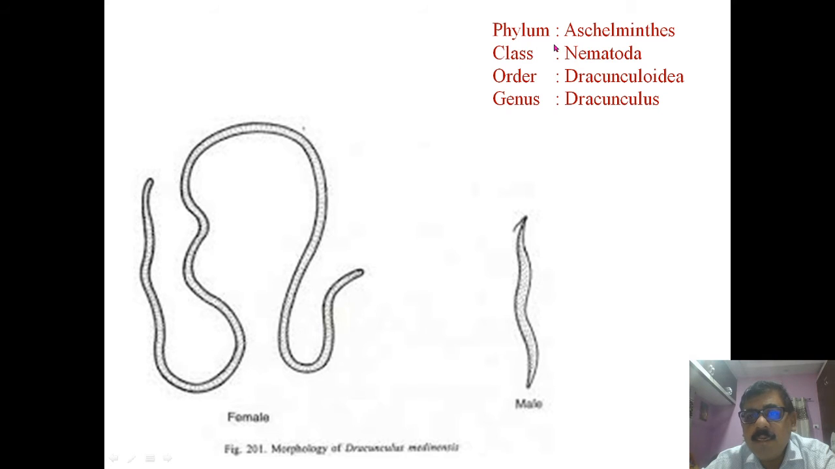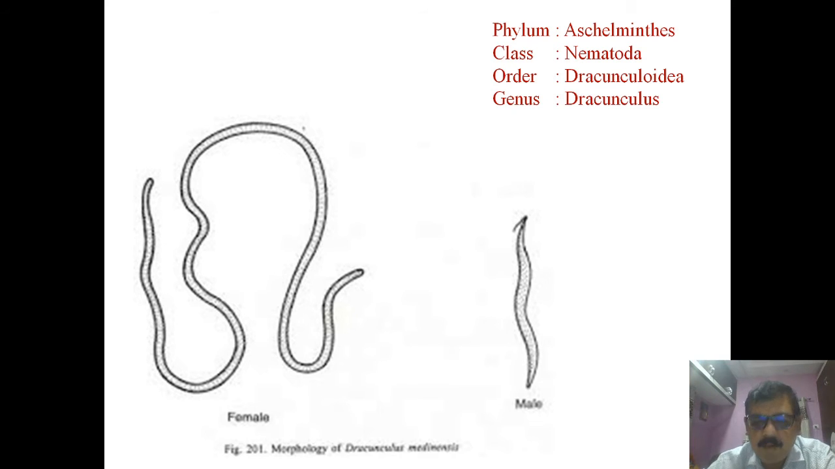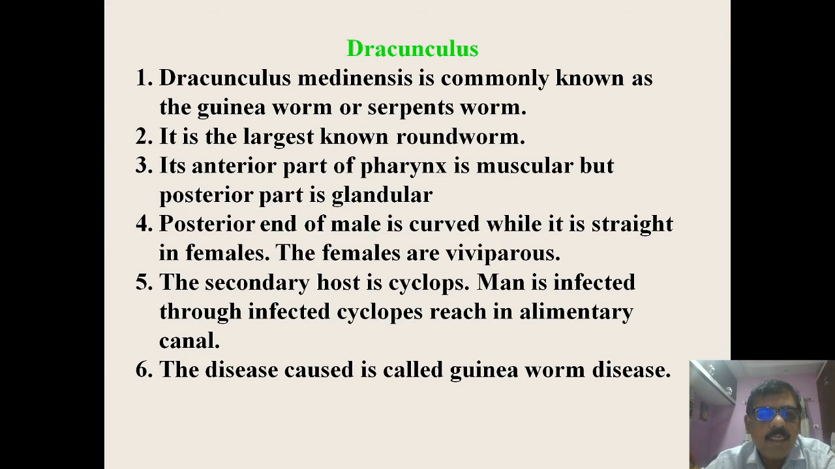Then the phylum is Aschelminthes, the class is Nematoda, the order is Dracunculoidea, and the genus is Dracunculus. Dracunculus medinensis is commonly known as the guinea worm or serpent worm. What is meant by serpent? It looks like a serpent, and therefore it is called the serpent worm. And it is the largest known roundworm.